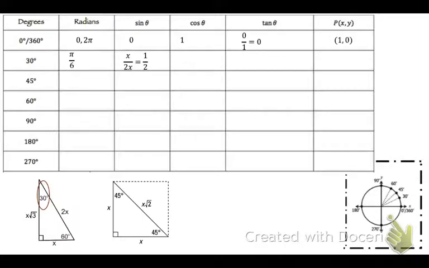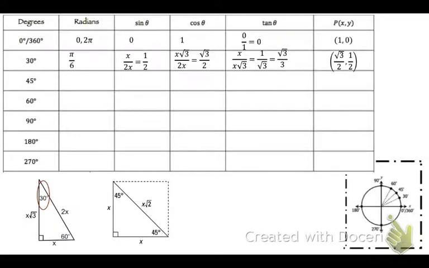Okay, cosine of 30 degrees is x square root of 3 over 2x. Those x's cancel, and that's the square root of 3 over 2. Now tangent is opposite over adjacent. So that's x over x square root of 3. Those x's cancel. I get 1 over the square root of 3, and then we have to rationalize the denominator. So multiply by the square root of 3 over the square root of 3, and you end up with the square root of 3 over 3. Okay, and then that point right there is the square root of 3 over 2, comma, 1/2.